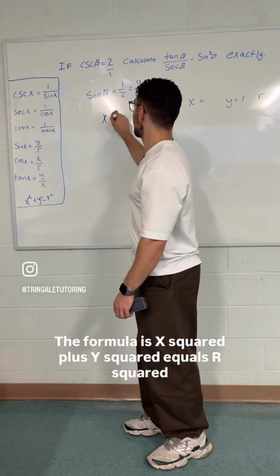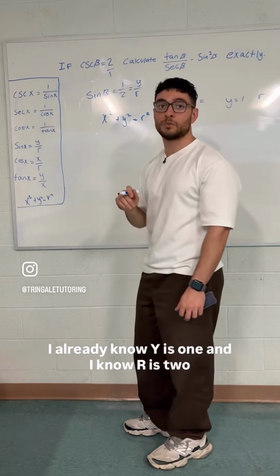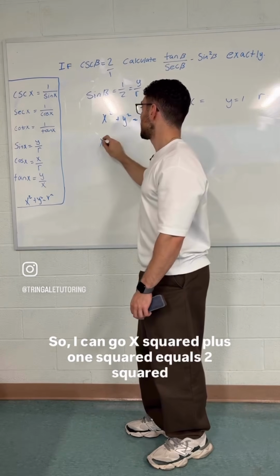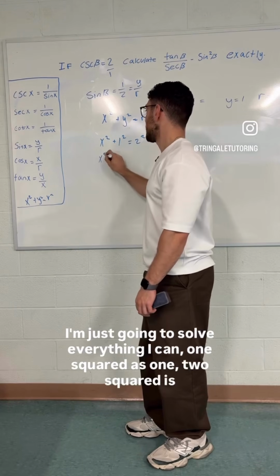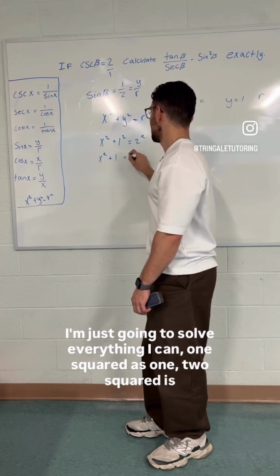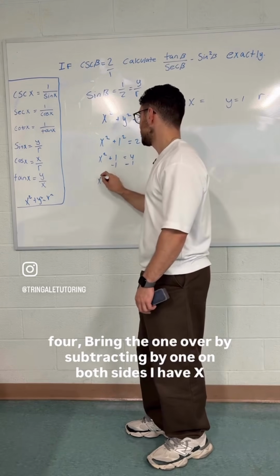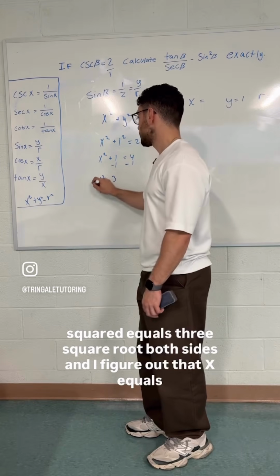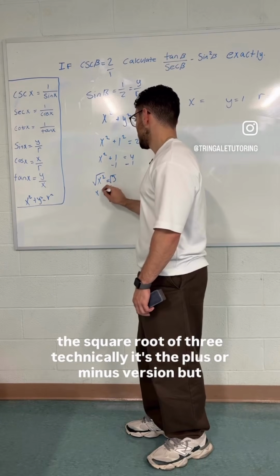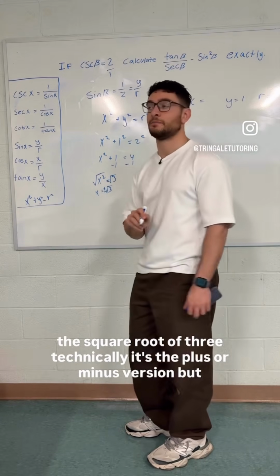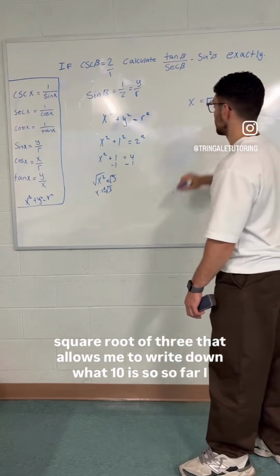The formula is x squared plus y squared equals r squared. I already know y is 1 and I know r is 2. So I can go x squared plus 1 squared equals 2 squared. I'm just going to solve everything I can. 1 squared is 1, 2 squared is 4. Bring the 1 over by subtracting by 1 on both sides. I have x squared equals 3, square root both sides, and I figure out that x equals the square root of 3. Technically, it's the plus or minus version, but we're just going to assume it's positive here. So now I know x is really the square root of 3.